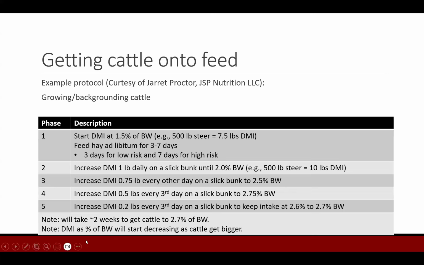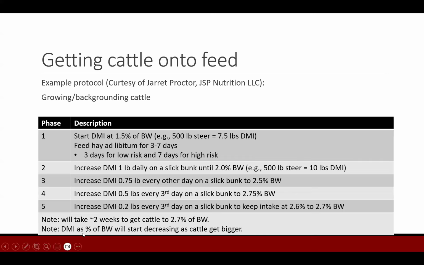Okay. So it will classically take about 2 weeks to get cattle to where they're eating 2.7% of body weight. So there's going to be that initial 2 week period where intake will be increased really sharply. Okay. And then we're going to slow down on how much we're going to bump them, and we're going to make them show us a slick bunk for more days in a row so that the feed intake curve will start plateauing. Does that make sense?